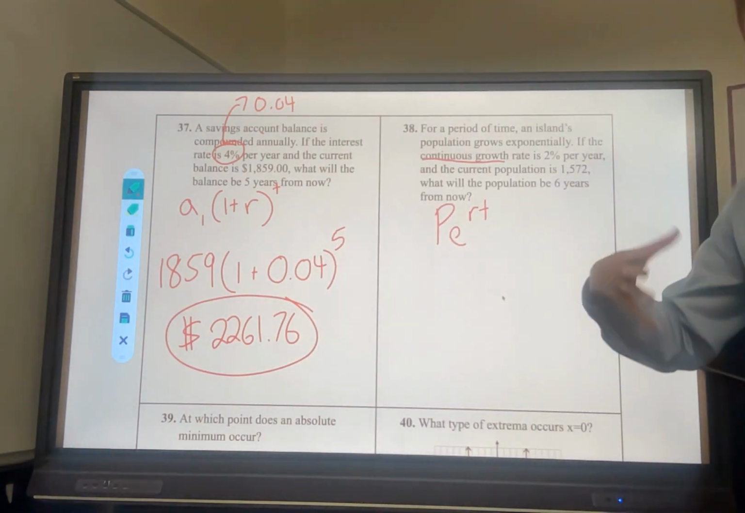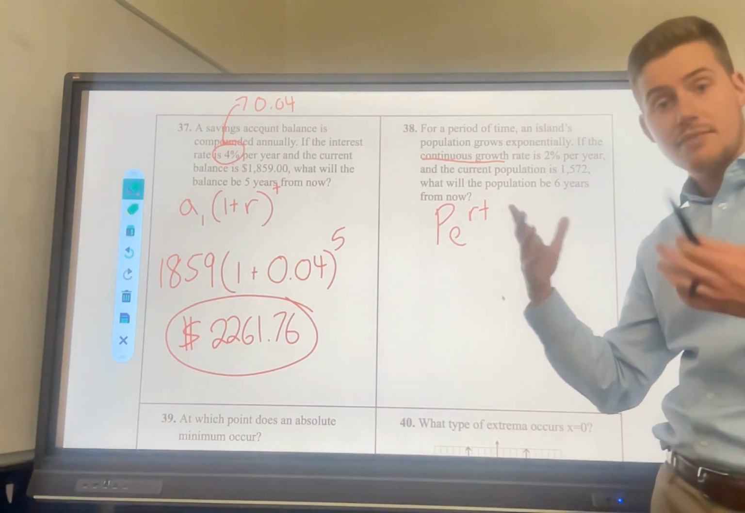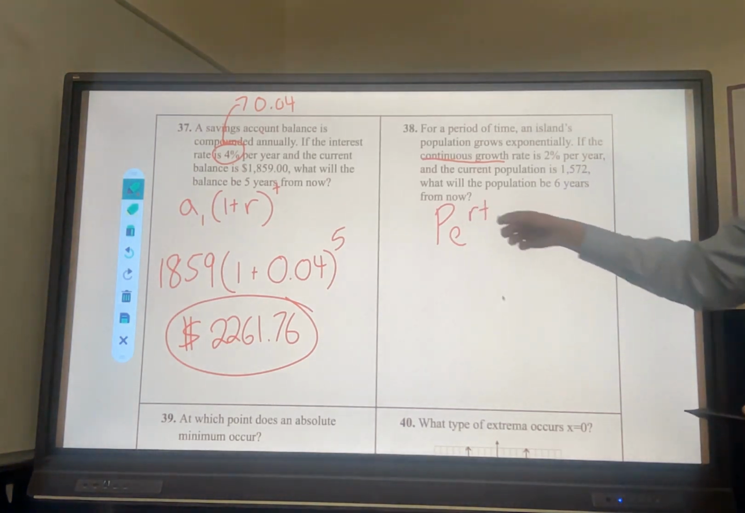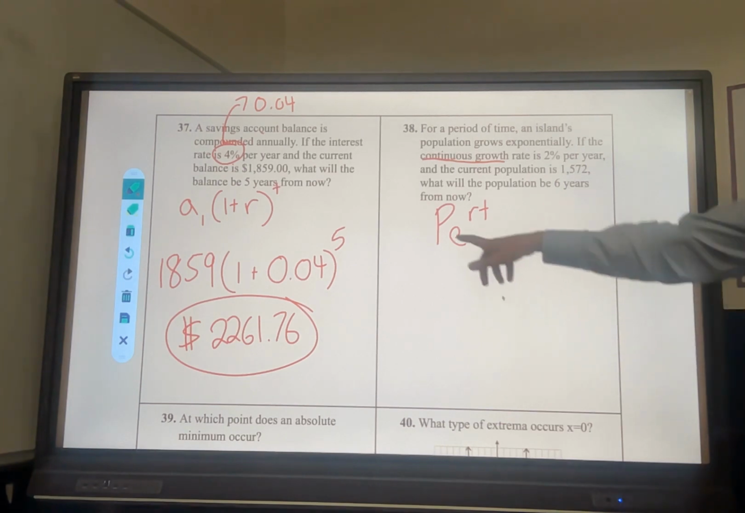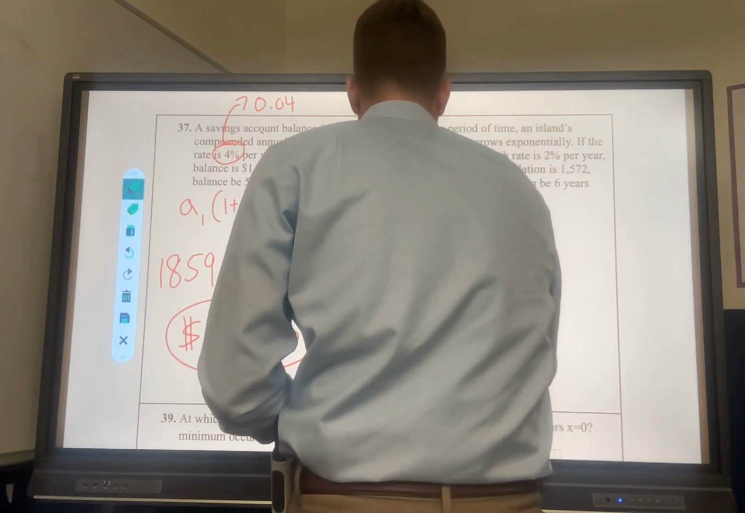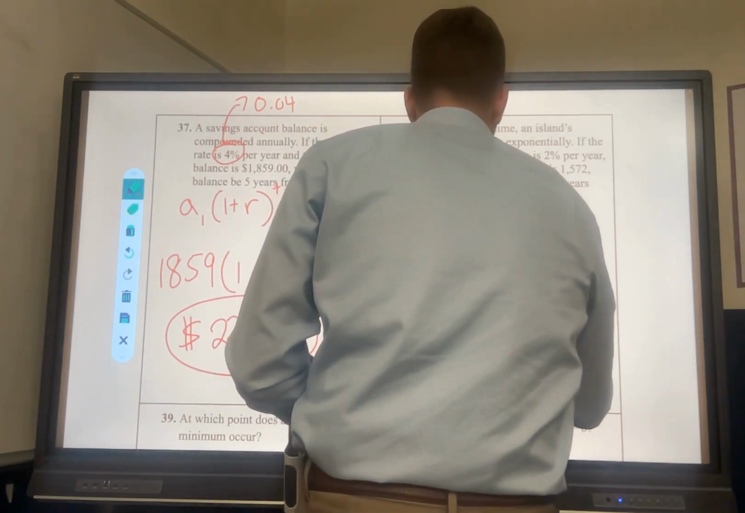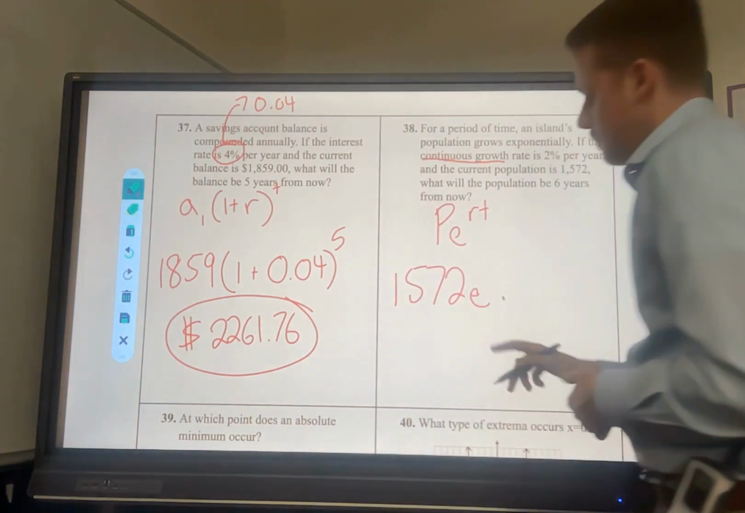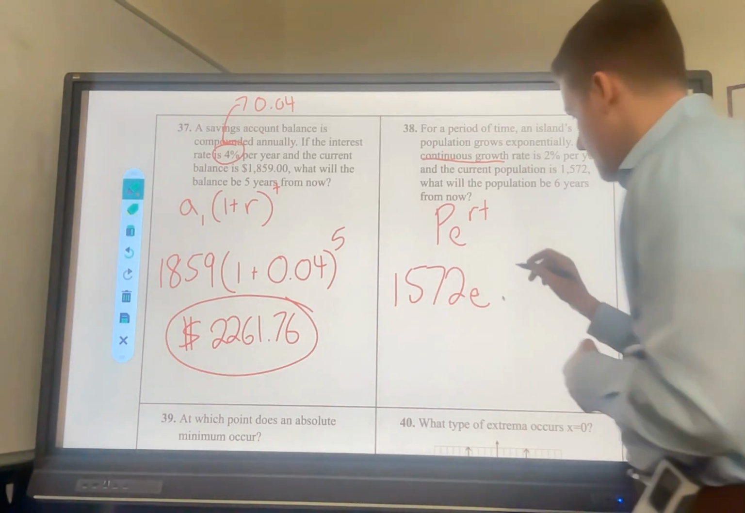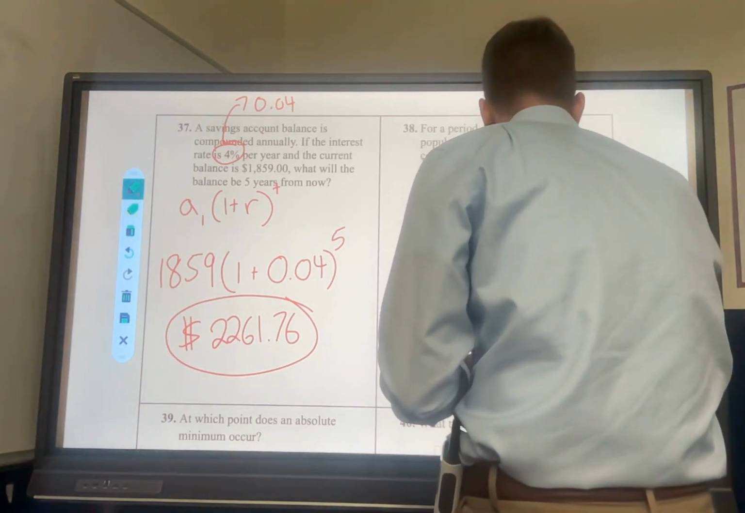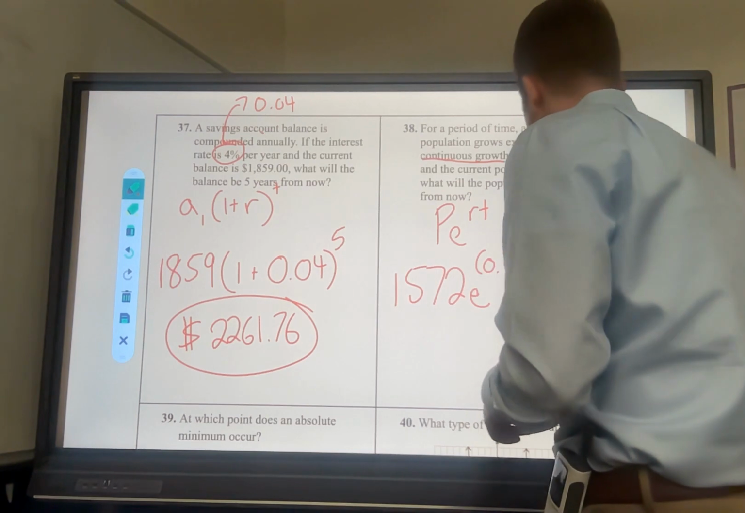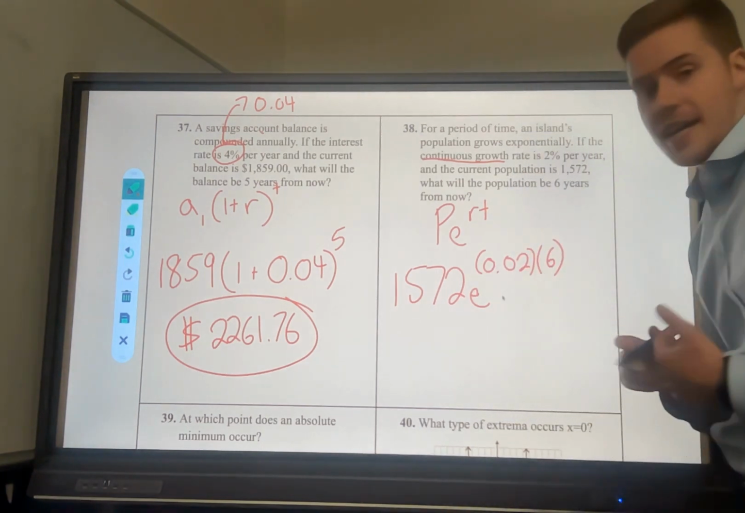So that says P for principal or initial amount times E. E is a given. We know what the value of E is. E is 2.78. Raised to the rate times time. So let's plug in all of our information. So P again is our initial value. Here in this case, that's 1,572. So 1,572 times E raised to the R, where R is a rate as a decimal. In this case, 0.02. Multiplied by time, which in our case is 6.